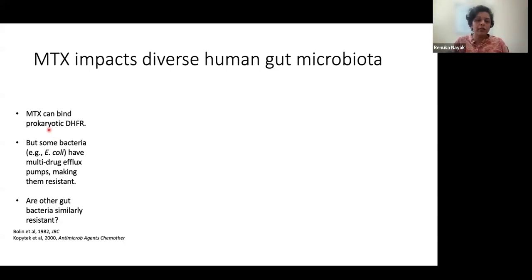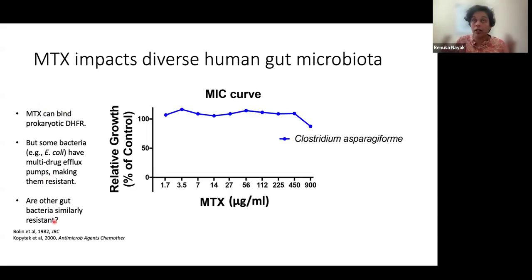But researchers have looked at bacterial lysates, so cells that have been broken apart, and found that bacterial DHFR can bind to methotrexate. But if you have an intact cell like E. coli, and you incubate it with methotrexate, the E. coli have efflux pumps that quickly remove the methotrexate from inside the cell. So E. coli are really resistant to methotrexate, but nobody really studied whether other human gut bacteria, or other bacteria in general, are similarly resistant. And so I had the opportunity to look at that question in these studies.